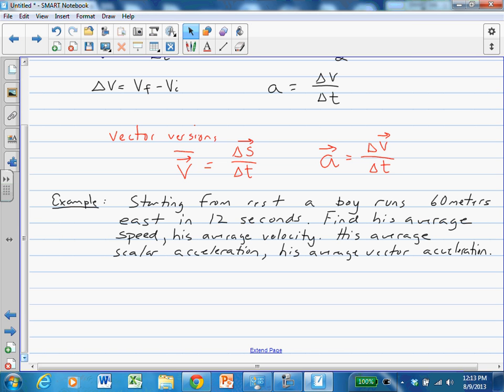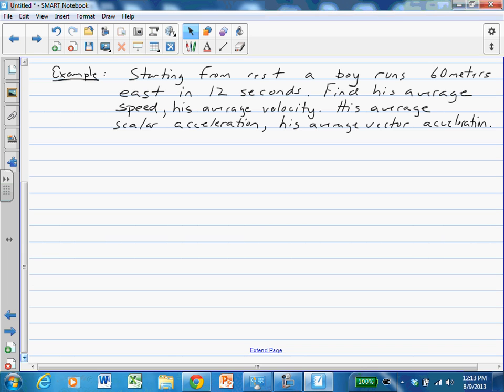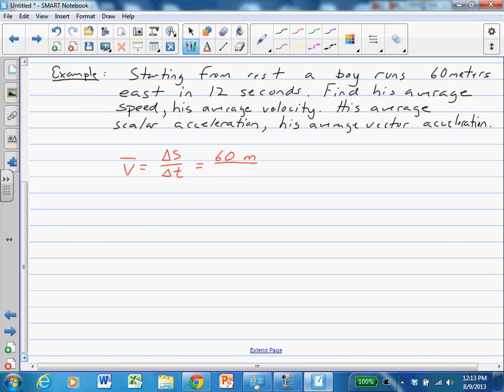First thing asked for is his average speed. That was delta S over delta T. We start with our formula. We plug in 60 meters over 12 seconds, and that gives us 5 meters per second. Now for the vector version of the average speed, it's the same calculation except that we're going east. So we say 5 meters per second east. So there's his average velocity as well.